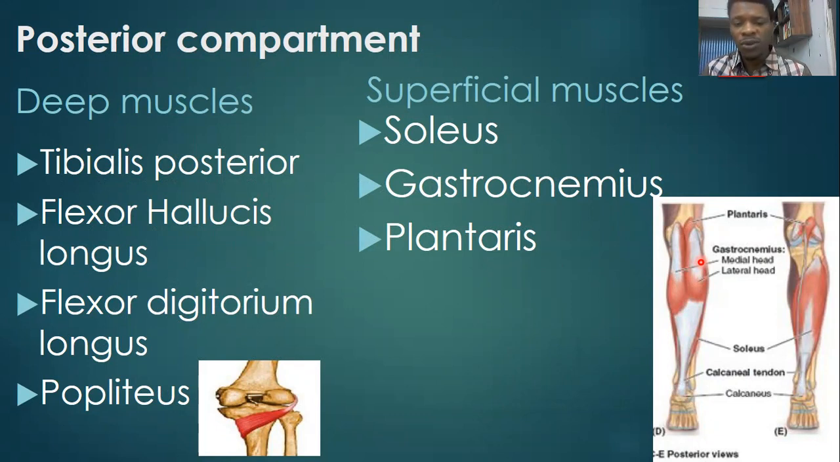I would also like us to take note of the similarities between the deep muscles of the posterior compartment and the muscles of the anterior compartment of the leg. Where we had tibialis anterior, here we have tibialis posterior. Where we had extensor hallucis longus, here we have flexor hallucis longus. Where we had extensor digitorum longus, here we have flexor digitorum longus. Where we had fibularis tertius, we have popliteus. So let's move on.